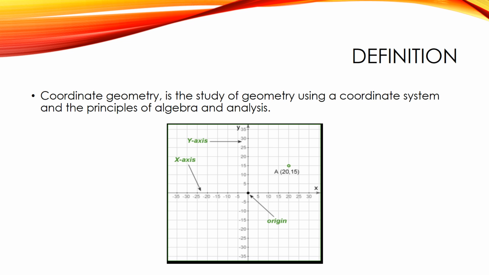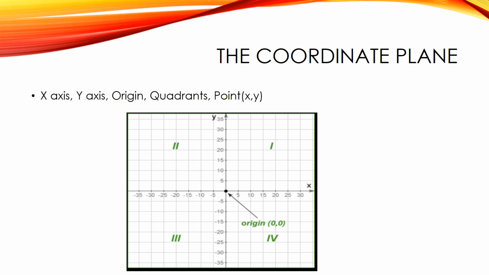So in the diagram above, the point A has an x value of 20 and a y value of 15. These are the coordinates of the point A, sometimes referred to as its rectangular coordinates. X-axis is the horizontal scale. The horizontal scale is called the x-axis and is usually drawn with the 0 point in the middle. Values to the right are positive and those to the left are negative.